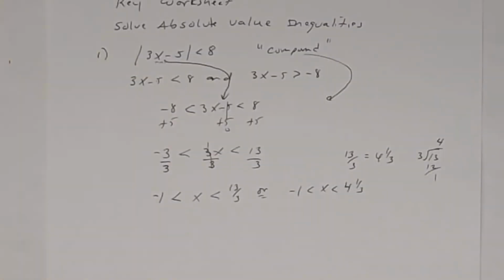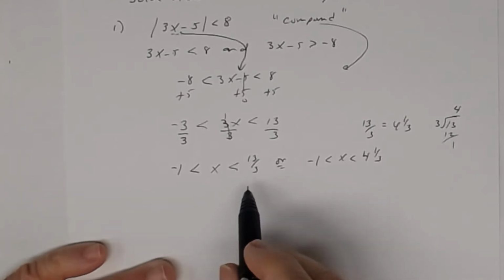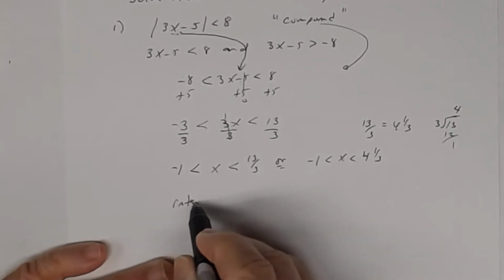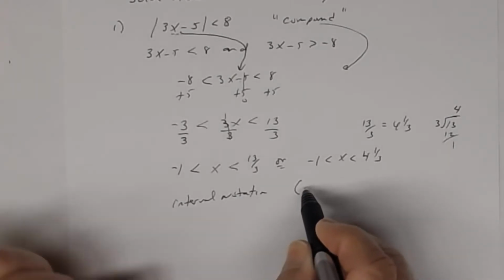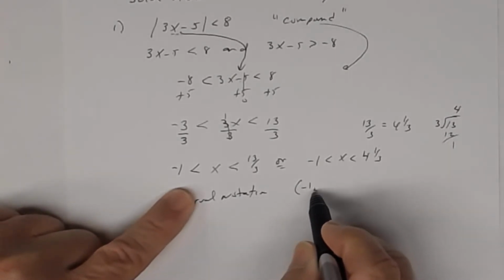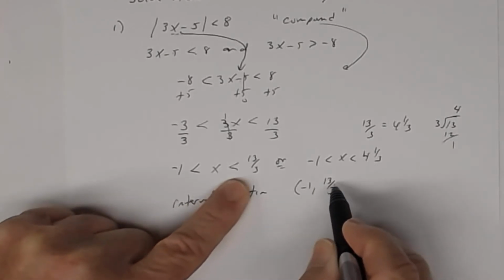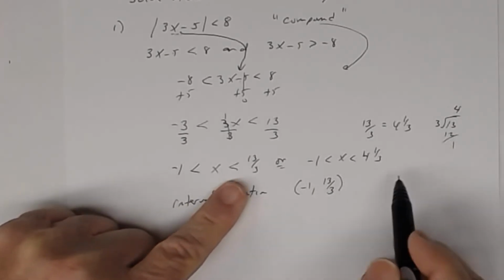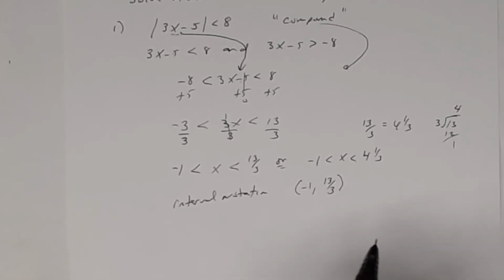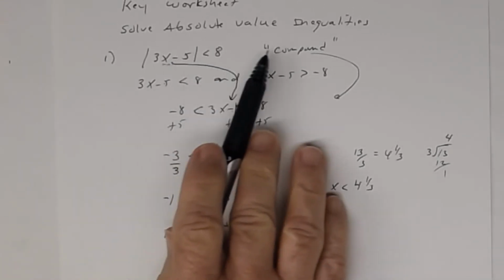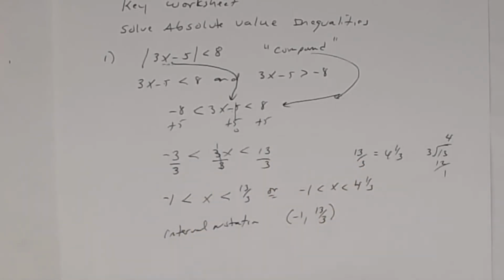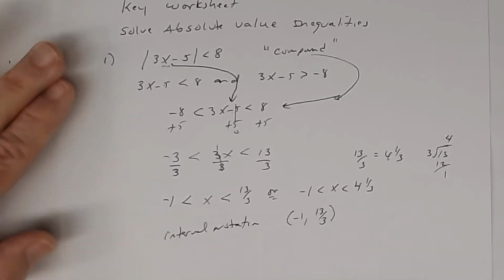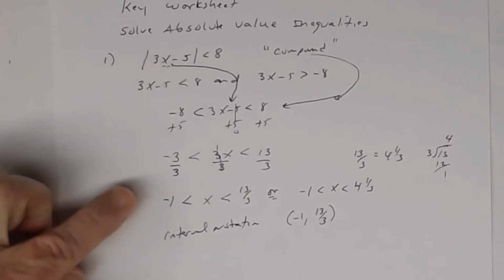Okay? But you want to write your answer in interval notation. Since there's no equal sign, you're going to use parentheses: -1, 2, 13 thirds with a parenthesis. Or you could have used 4 and 1/3. Does not matter. But remember, with absolute value less than, you're going to change it to a compound statement right here, get x by itself in the middle, and there's your solutions. Okay, so that's the process you're going to use when solving an absolute value less than.